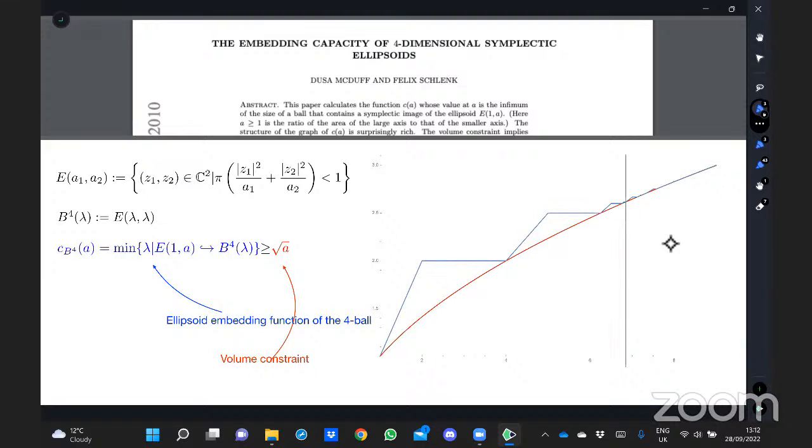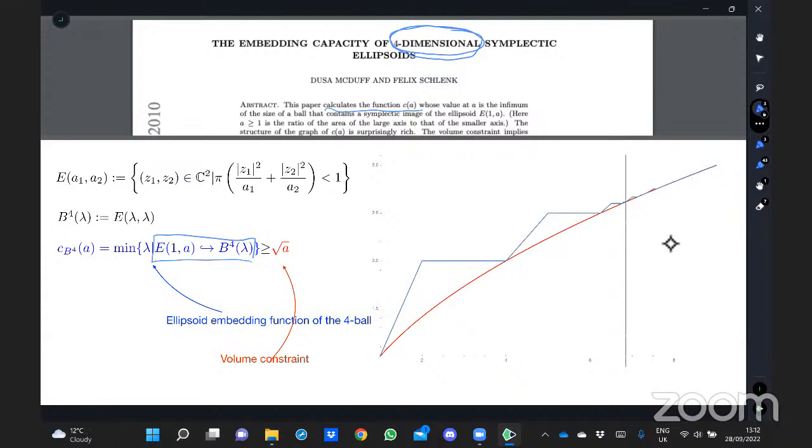So that's a little bit of context about symplectic geometry, and now about this infinite staircases business. There was a paper by McDuff and Schlenk in 2010 that was the first to introduce this phenomenon of infinite staircases. What they do is calculate a function, C of A, whose value at A is the infimum of the size of a ball. So it's the smallest scaling of the ball into which you can symplectically embed an ellipsoid. From now on, all manifolds are four-dimensional.